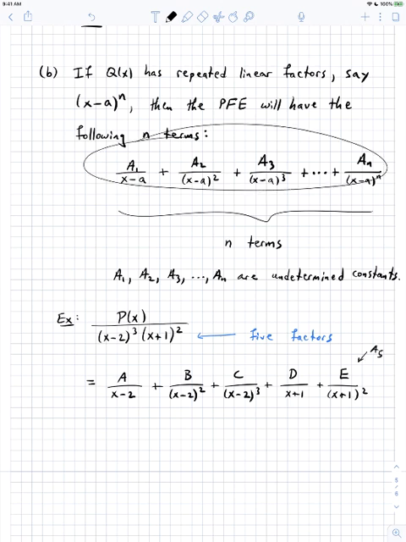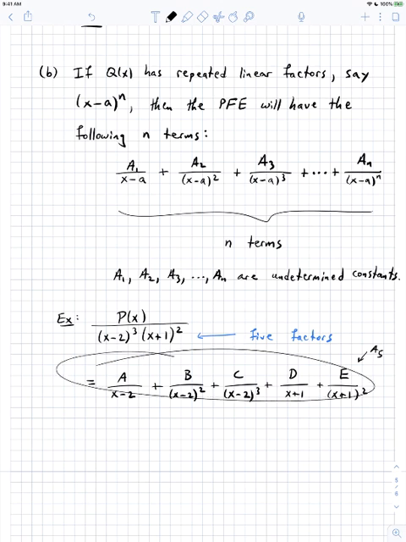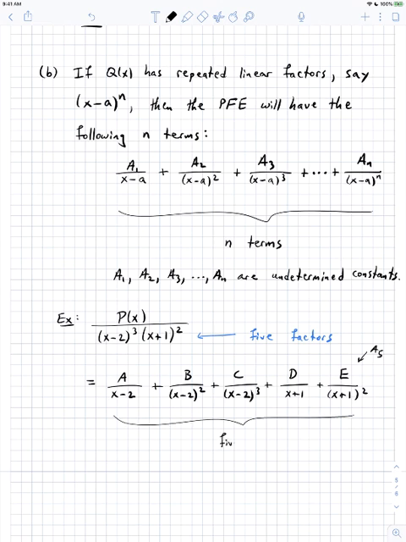The only reason I use subscripts is because I don't know how many there are. I know that there are n, but I don't know what value n has. Here, in this case, I know that there are 5, so I can just do A, B, C, D, and E, the first 5 letters. But you could also use subscripts if you wanted. All right, so this is our partial fractions expansion, and you'll notice that there are 5 terms. So anytime you have a repeated factor, this is what you do. You write it out in this way.